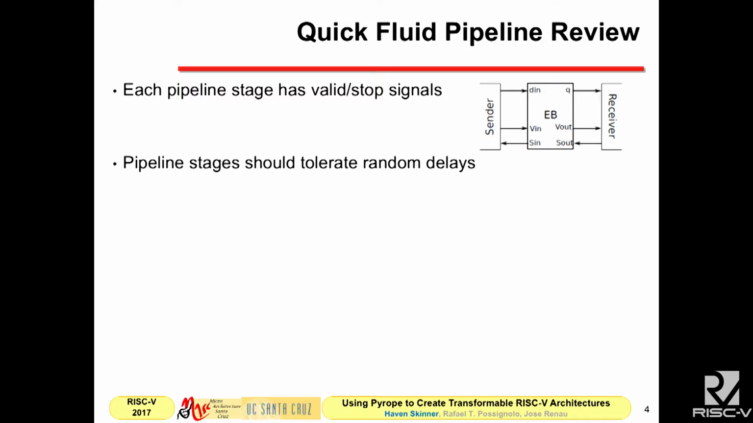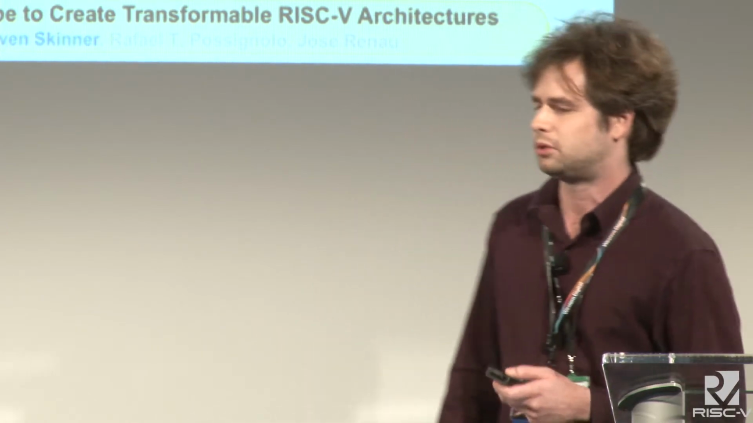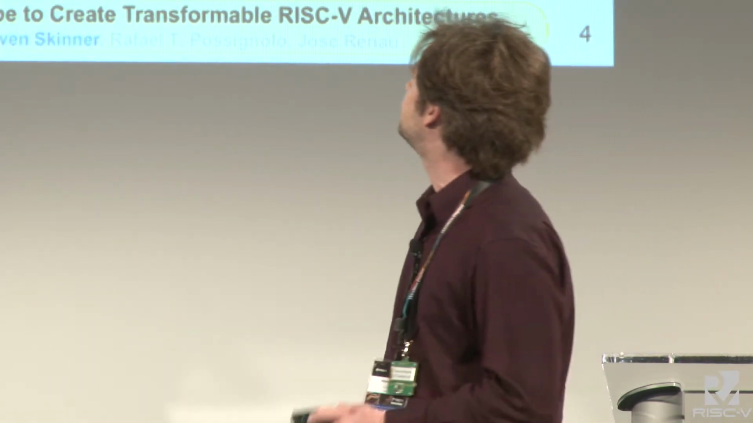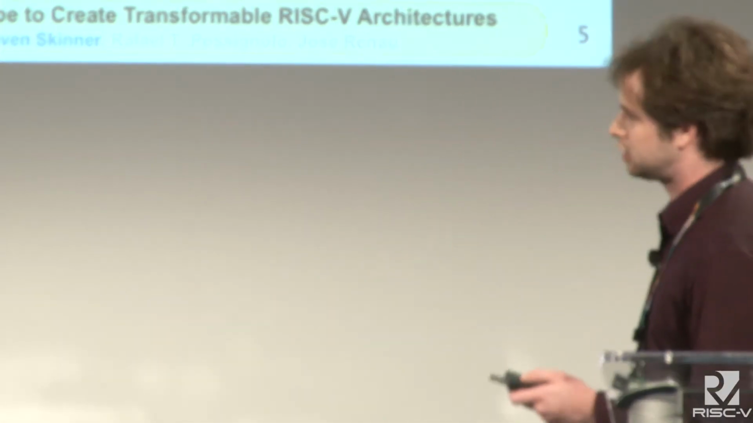So a pipeline using elastic buffers should be able to tolerate any sort of random delay. And we, in fact, recommend, as part of the verification, to have elastic buffers add random delays to test the rigidity of the system, because in order to do pipeline transformations, it's important to conform to the fluid pipeline protocol. And so I'm going to quickly show with an animation what that looks like.